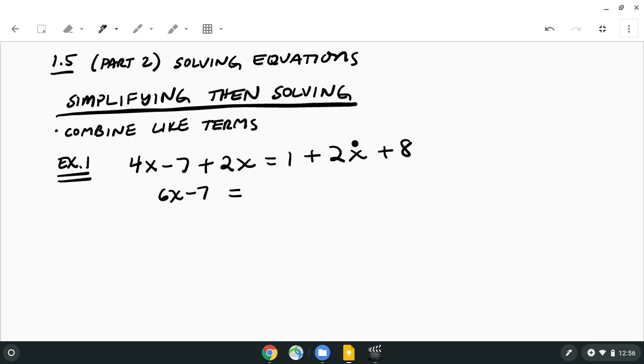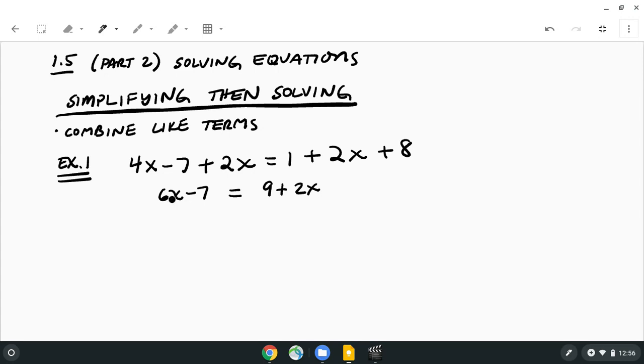And then we're going to look on this side. Okay, so here we have 1 plus 2x plus 8. So we are going to combine the 1 plus 8. Okay, so now we have each side simplified. So now we can go ahead and start solving.